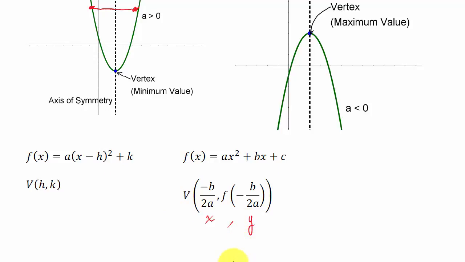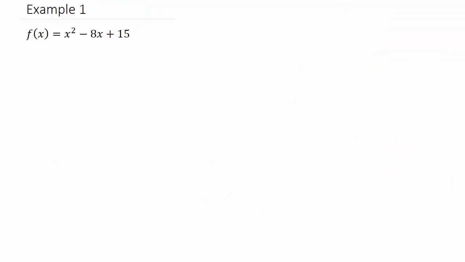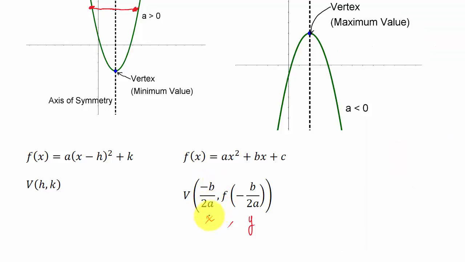Alright, so let's go ahead and look at example 1. I've got f of x equals x squared minus 8x plus 15, and I want to graph it. The way I'm going to graph it is I'm going to find the vertex, and I'm going to find the x and y intercepts. So the first thing we want to do is find the vertex. Remember, the x-coordinate of the vertex is minus b over 2a.